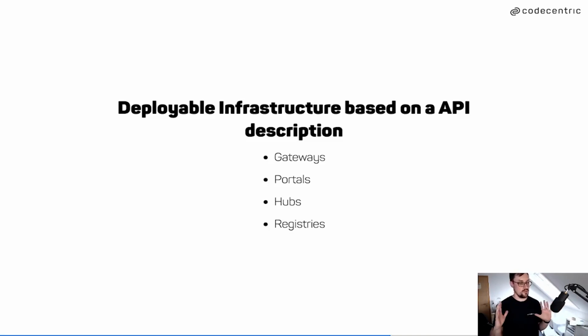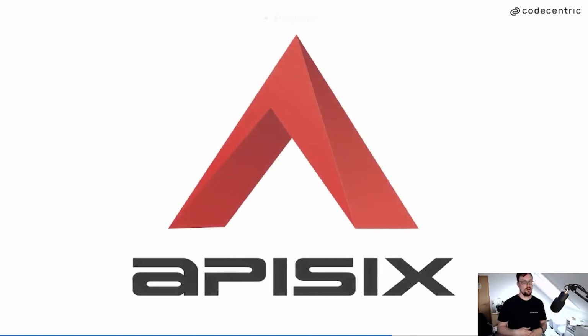It's also possible to really deploy infrastructure, whatever that means. Deploying a gateway on our own with each API product we provide, or just adding configuration to an existing API gateway, to an existing portal, and so on. So we are able to deploy things into infrastructure based on an API description. And now let's have a look more into API 6 to get more into the depth.